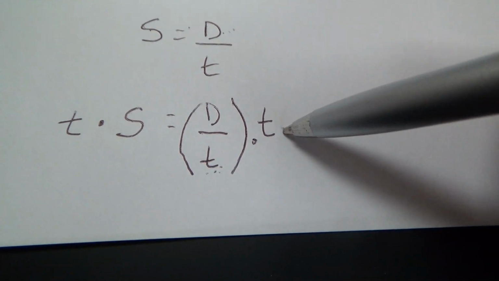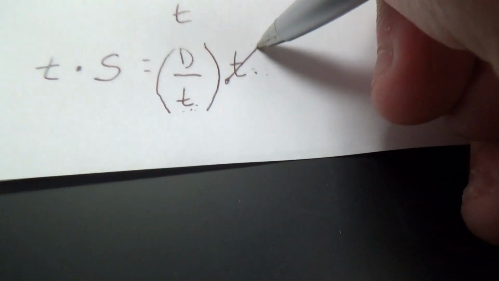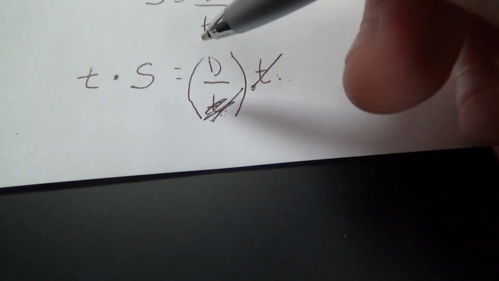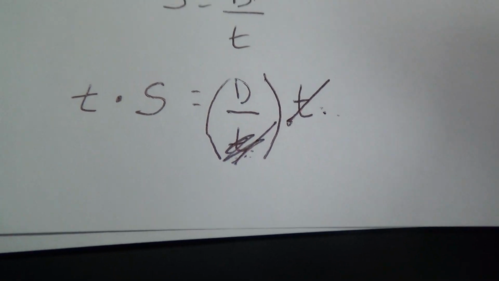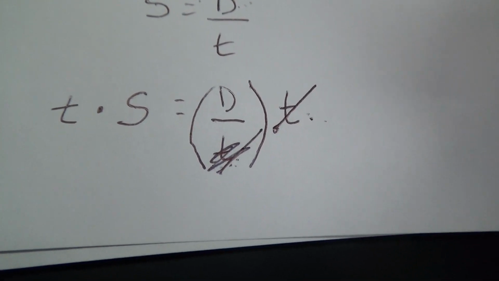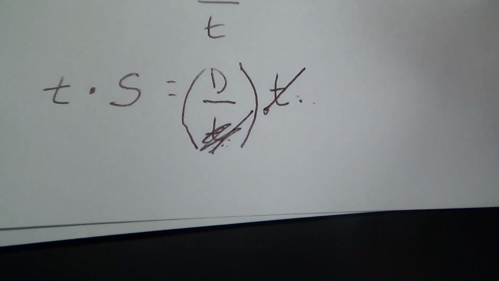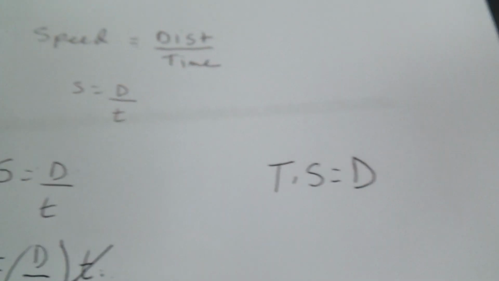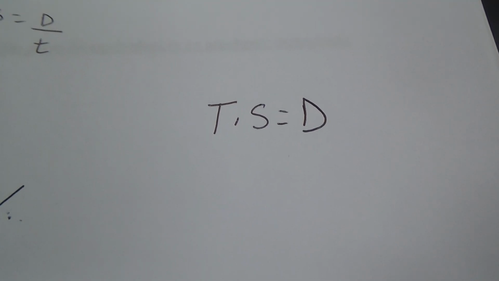And here's why you do that. You want to get rid of it. Cancel it. This is why I talked about canceling up here, or cross reduction. These guys cancel out. There you go. What am I left with? T times S, right? I'll just go S times T. Either way, 2 times 1 is the same as 1 times 2, right? So then you're left with T times S equals D, and that is the correct formula. Or D equals S times T.